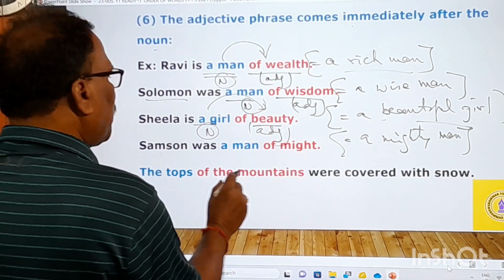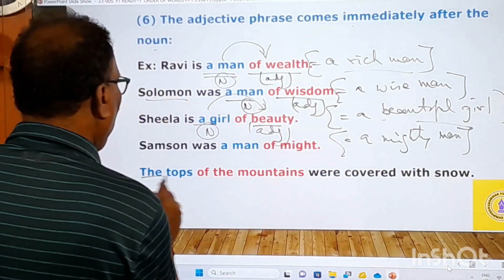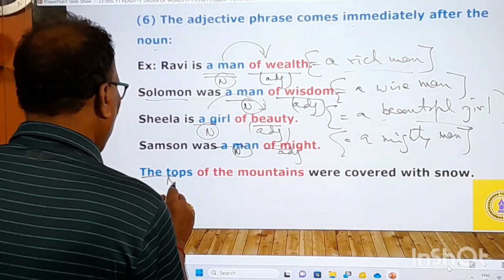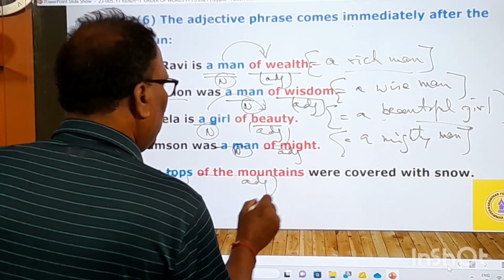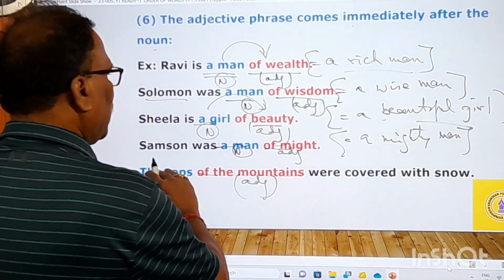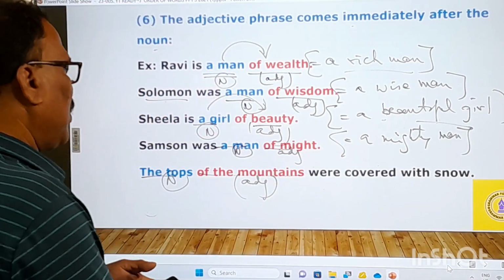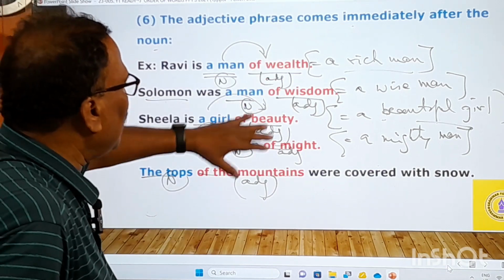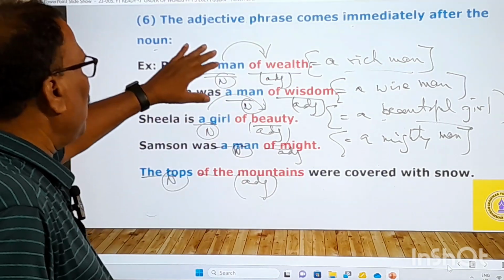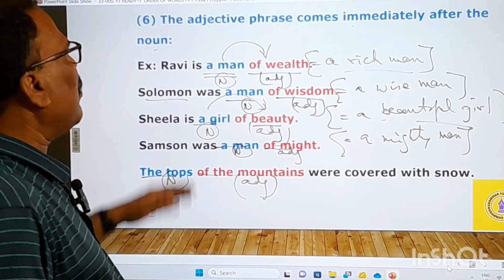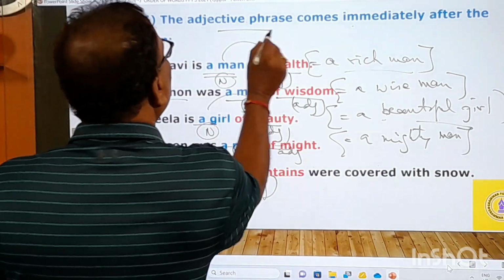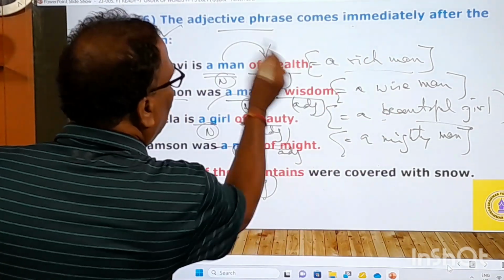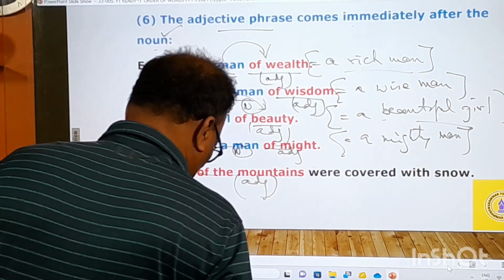And here see, the tops of the mountains were covered with snow. Here the tops is a noun and of the mountains is an adjective phrase. The tops of what? Of the mountains. The tops of the mountains were covered with snow. So here, the red colored words are phrases, and blue colored words are nouns. Okay, adjective phrases always come only after the nouns. They come only after the nouns, right? You go to the next slide.